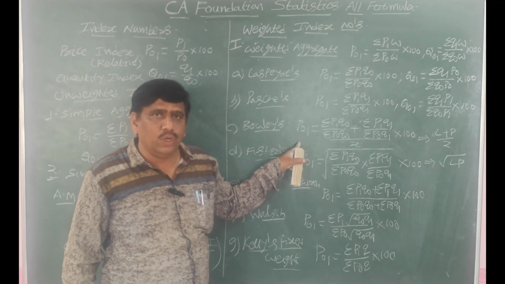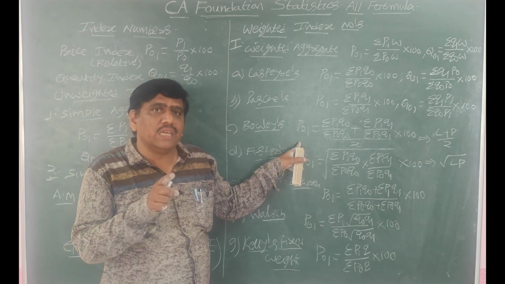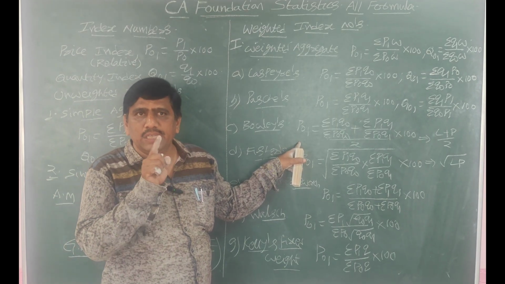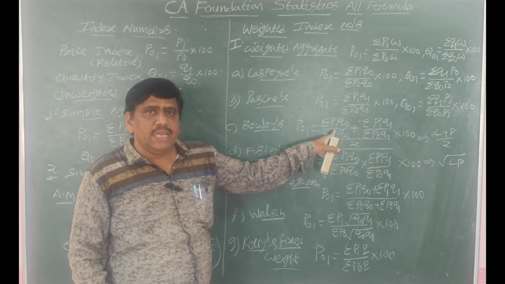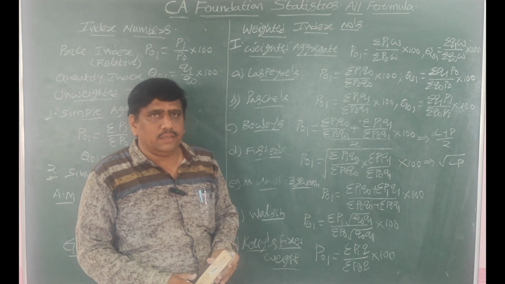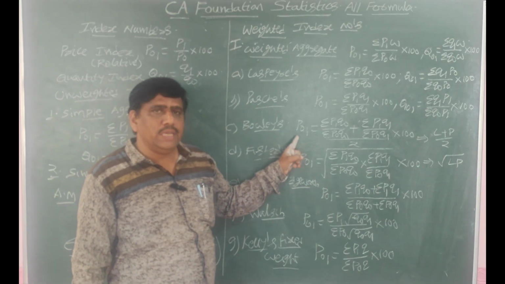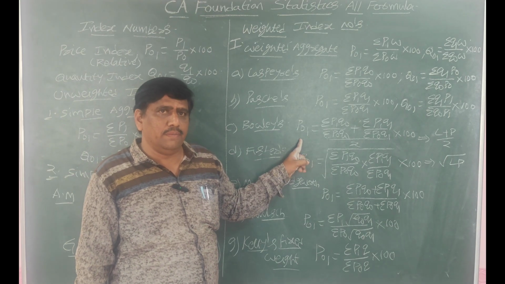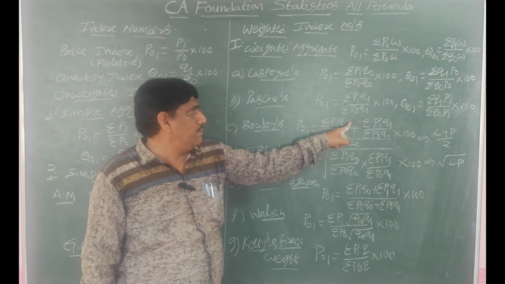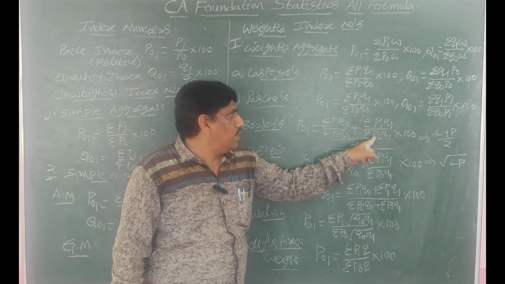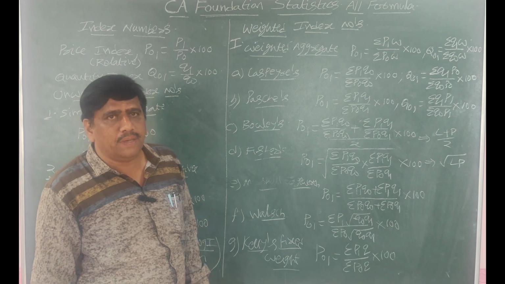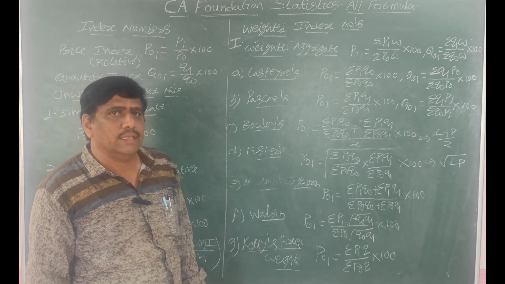And I am writing here only the price index formula. If it is quantity, that means Bowley's quantity index number if he is asking like that, change P into Q and Q into P. That means Bowley's quantity index number formula is summation Q1 P0 by summation Q0 P0 plus summation Q1 P1 by summation Q0 P1, by 2 into 100.